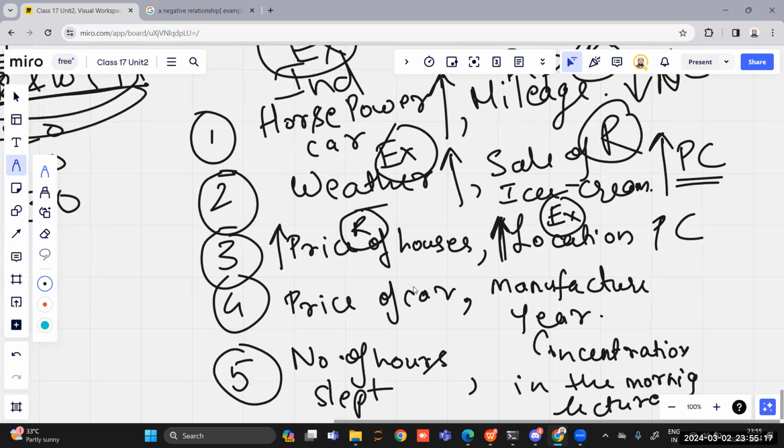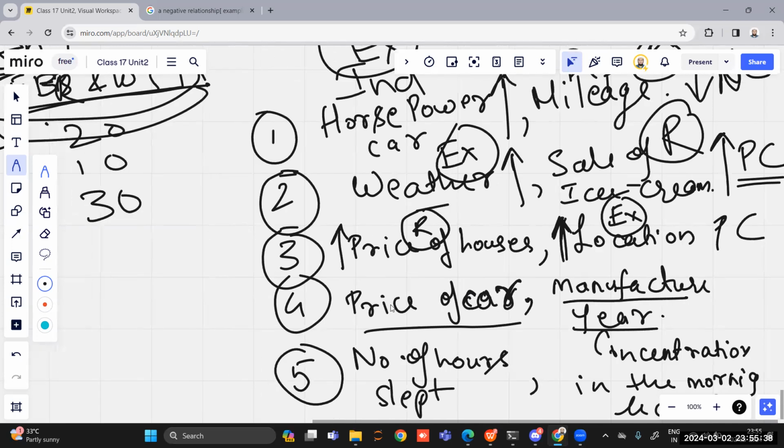Next, price of car and manufacturer year. Yes, very good. Will it probably decrease? No, there is no relationship between the price of car and manufacturer.